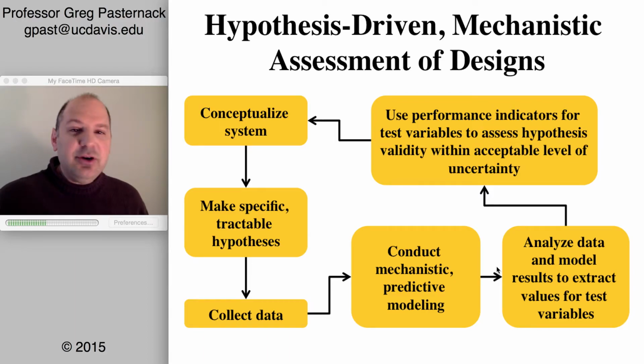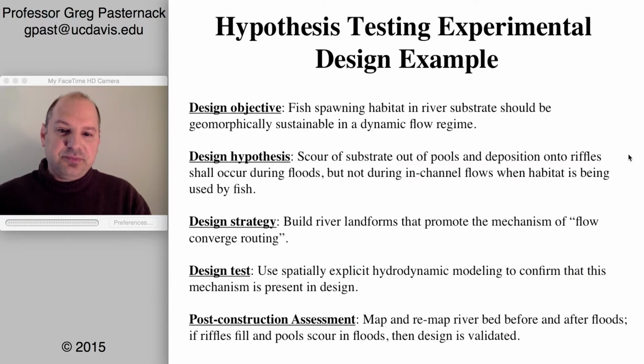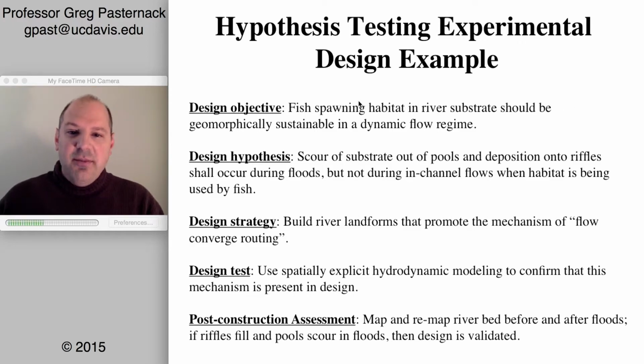It could be laboratory experiments, could be computer models, and then analyze that and figure out whether that design hypothesis holds up or not. So for example, you could have a design objective like fish spawning habitat in a river should be geomorphically sustainable in a dynamic flow regime.